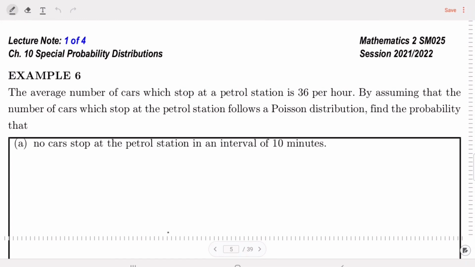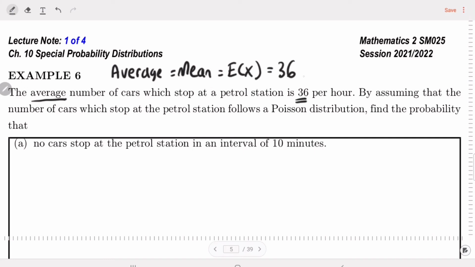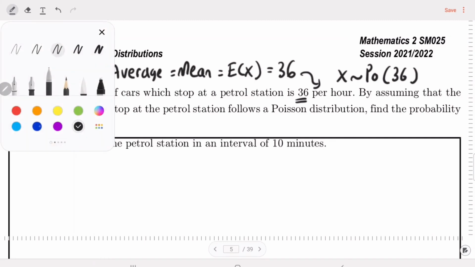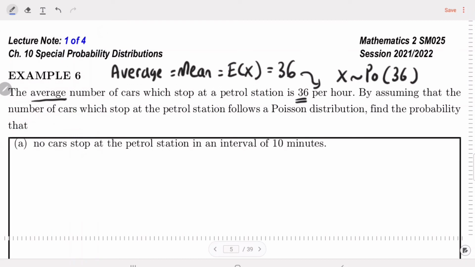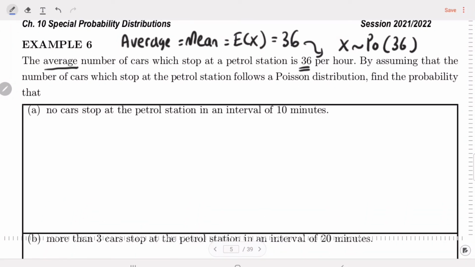So first of all, we are given that the average, which is the mean, which is also E(X), equal to 36, but this is for per hour, 60 minutes per hour. We can write it as X tilde Poisson(36), right? And then we need to find the probability that no car stops at the petrol station in an interval of 10 minutes. No car means probability X equal to 0.